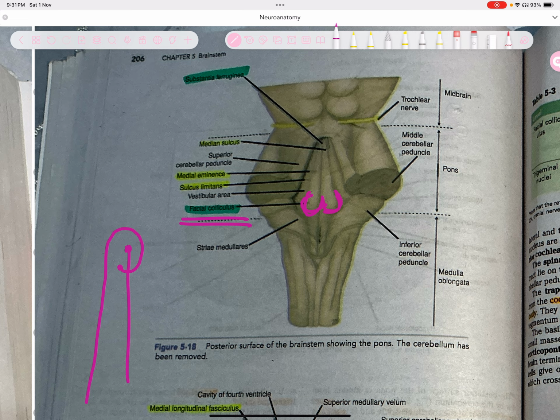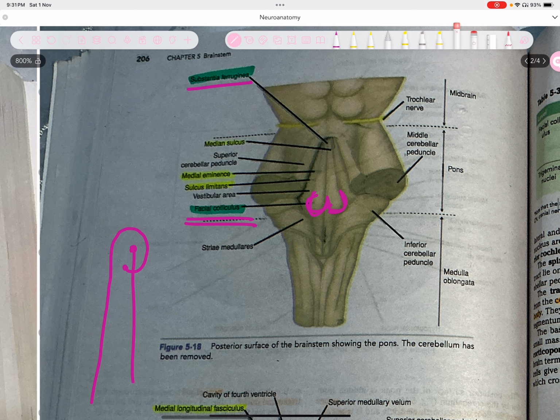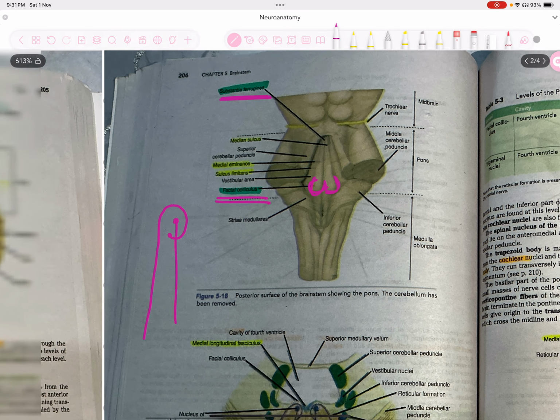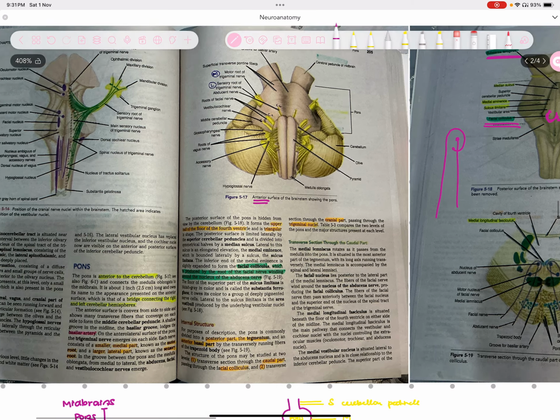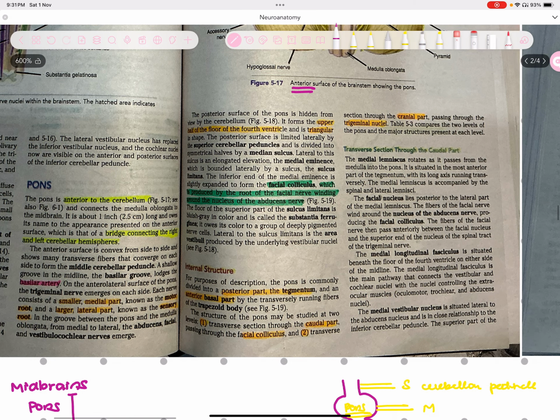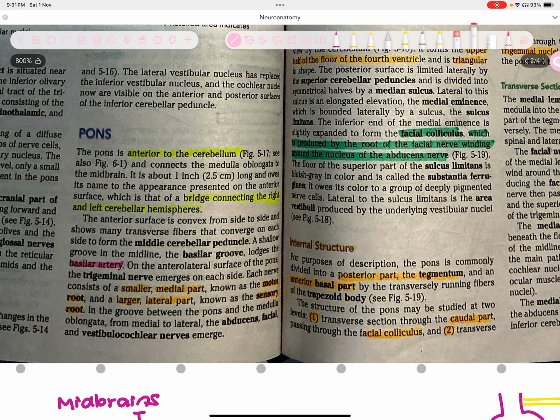Done. And then substantia ferruginea, quite a fancy name. Over here in this region, not exactly in the region, but deep underneath it, are neurons or nerve fibers that have a lot of pigment to them, so they have a colored appearance. Hence, this region is given the name substantia ferruginea. So this is the posterior view. Now let's give it a quick reading and see if we missed something.